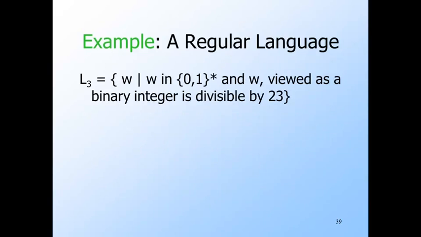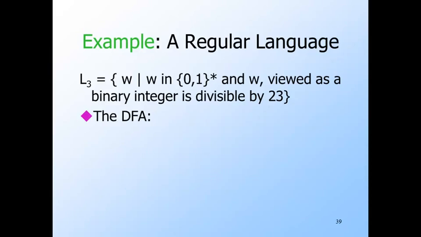We want to know if a binary number is divisible by 23. We're going to read the bits high order first. But if we have only finite memory, how can we remember exactly what sequence of bits has been read, since the sequence can grow very long? But there is a trick.